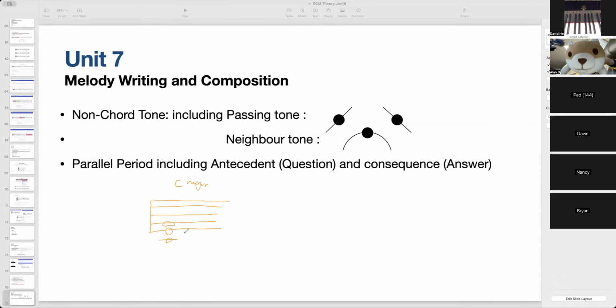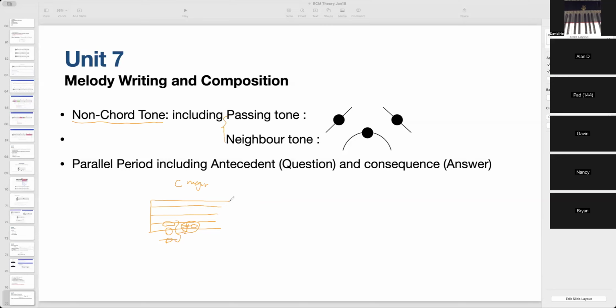If there is something like a sharp F in here, that one does not belong to this chord. So that one is called a non-chord tone. Non-chord tones can be split into two types: one is called a passing tone and one is called a neighbor tone.